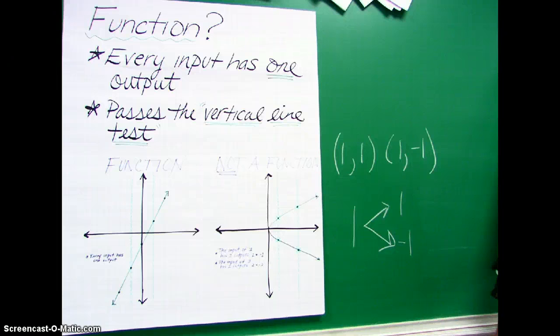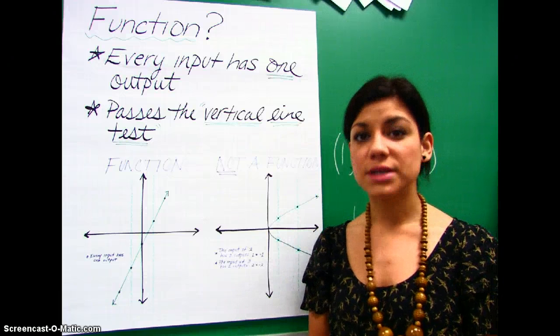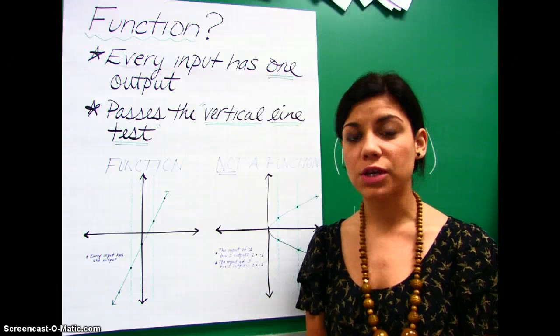And even if there were just one location on my graph where a vertical line crosses more than once, it would still be considered not a function, even if that only occurs in one location.